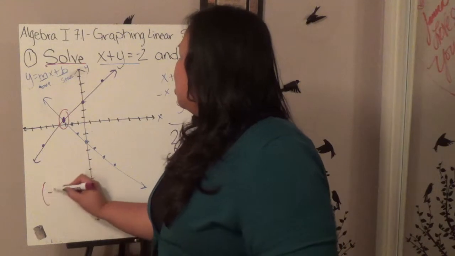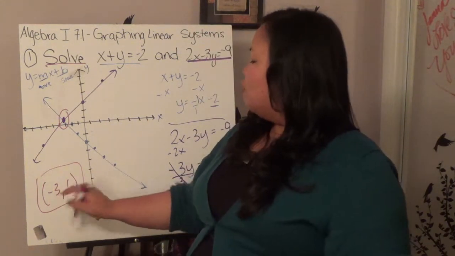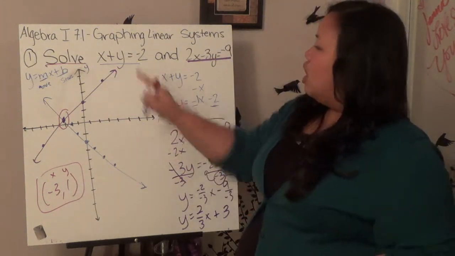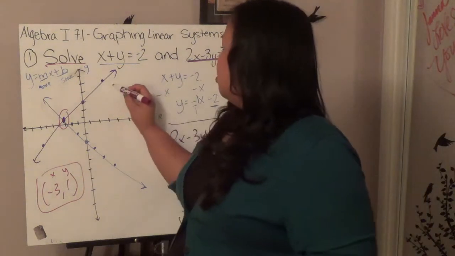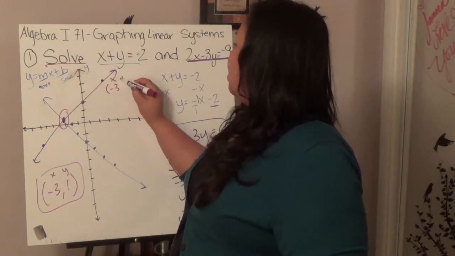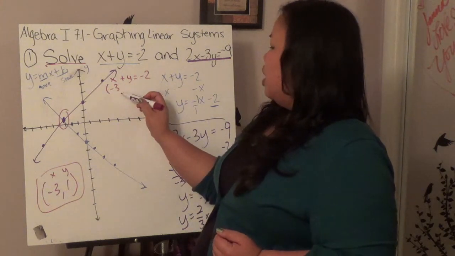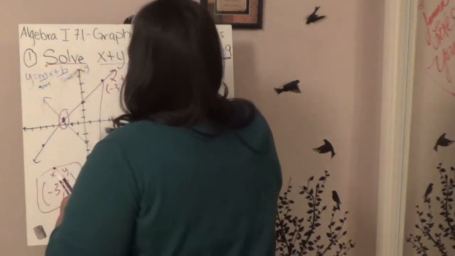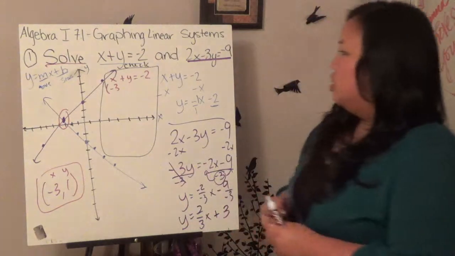So my answer is, what does this point mean? It means if I plug negative 3 in for x and 1 in for y for both of these equations, okay, it should give me the answer. So let's check. Negative 3, okay, so I'm going to plug it in for x plus y equals negative 2. So negative 3, I'm going to put here. I'm going to check the answer.